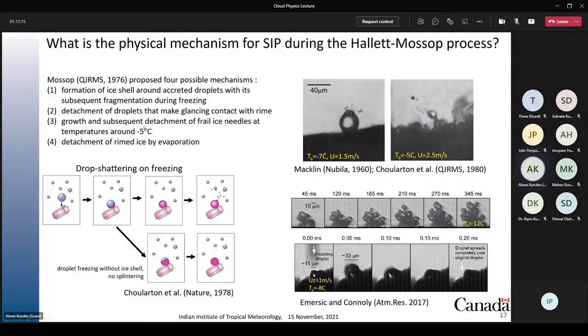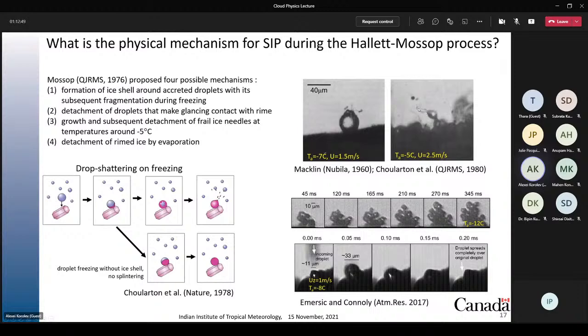Some splinters may relate to ice needles, which are growing at a temperature around -5, growing out of this rimed ice, and of course rime particles can also be detached. You can see that these early pictures made by Marklin show lots of structure on the surface of rime ice.